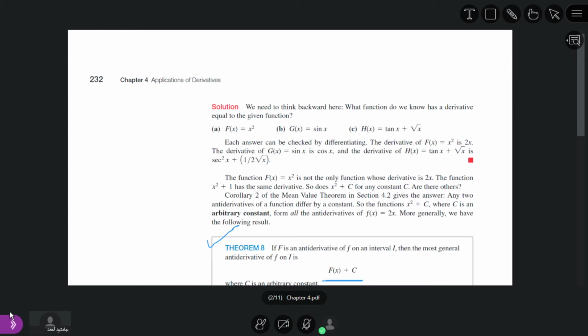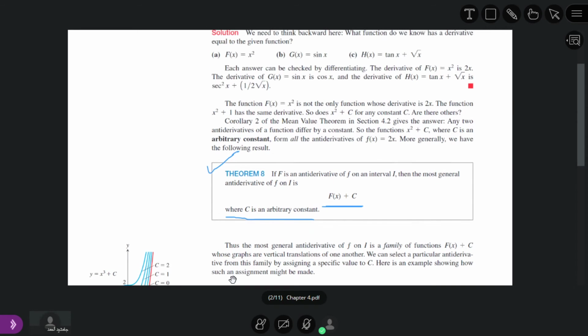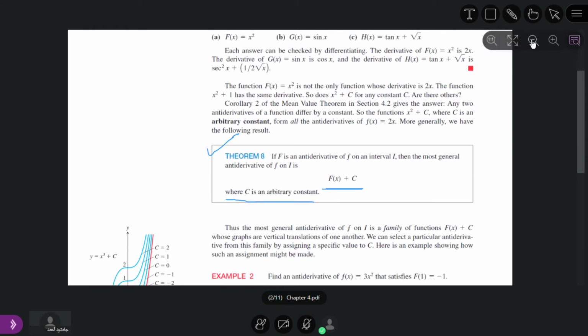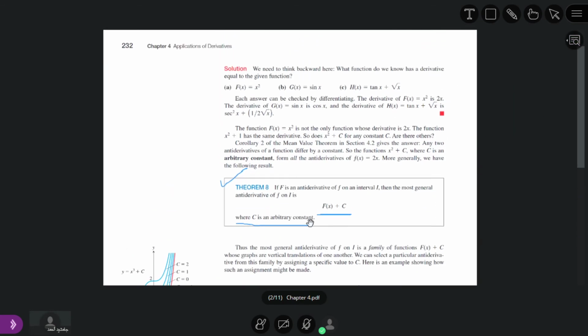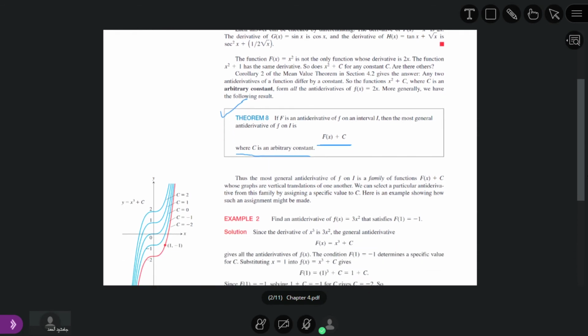Like in the previous example, in the first case C is equal to 0. In the second case, C is equal to 1. In the third case, C is equal to 100. So C can be different values. C can be negative, C can be positive. You got my point? So whenever we take an antiderivative, we must add some constant, and this is an arbitrary constant.